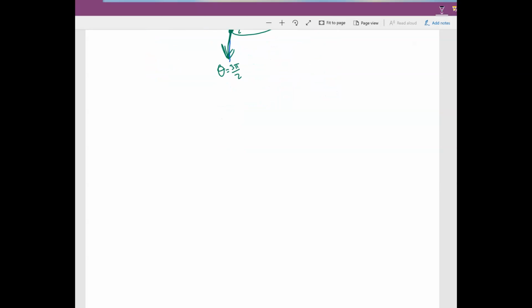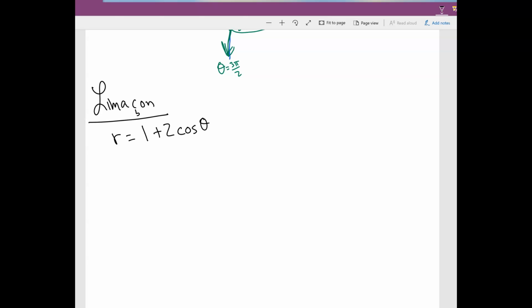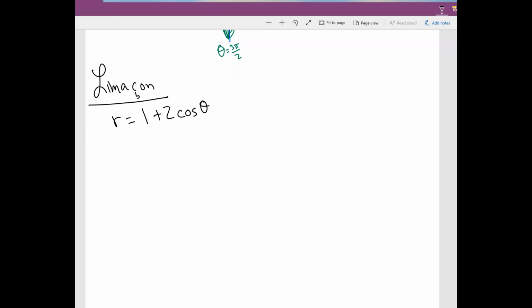Okay, so let's try to graph a limacon. Let's say we have r equals 1 plus 2 cosine theta. Here's where you really want to be careful with these types of problems. A limacon, remember, you'll get one with a loop.